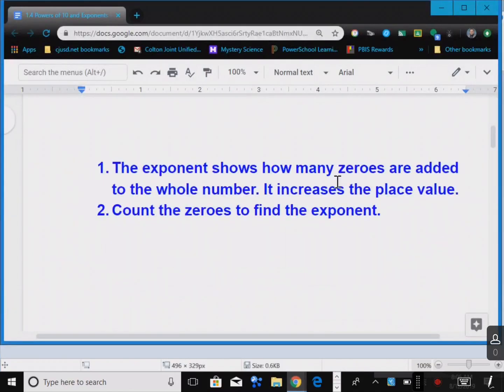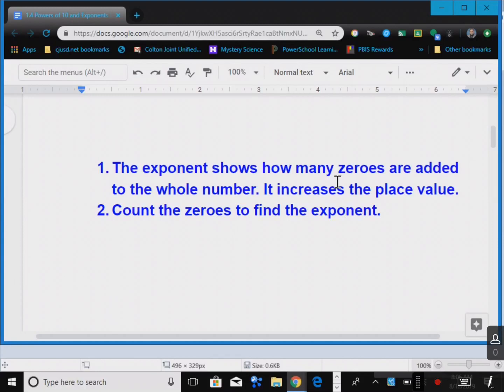When you're looking at a number that's put into a certain power, it's going to be repeated. When you put it in exponents, the exponent shows how many zeros are going to be added to the whole number, and this is when you're multiplying tens. So when you're multiplying by tens, you want to see how many zeros are going to be added, because it increases the place value. Like 10 to the third power is the same as having 3 zeros, because you're moving that number 3 places. So you want to count the zeros to also find the exponent.